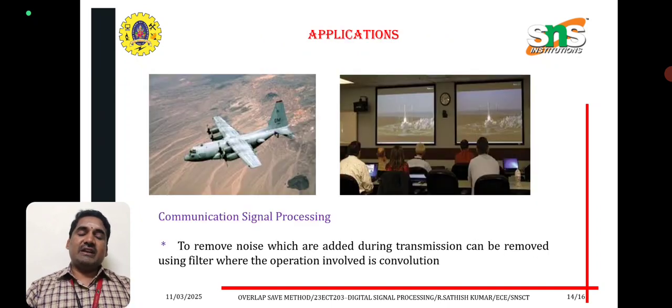Applications: it is used in communication and signal processing. Noise added during transmission can be removed using a filter, whose operations involve convolution.